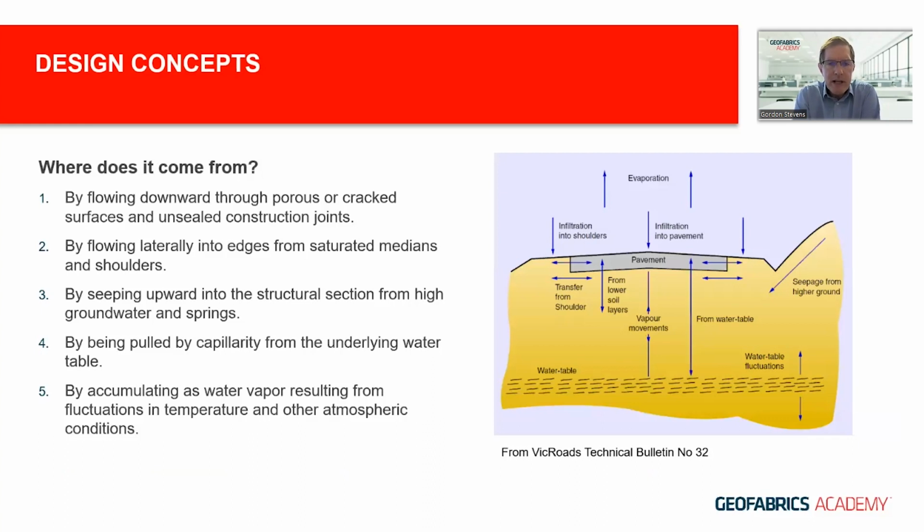Now, where does this water come from? As you can see in the diagram, it comes from a range of different sources. We're going to be focusing mainly on the water entering in through rainfall events through the pavement surface, but there's also water entering in laterally from the edges, and from seeping upwards from groundwater and springs, etc., as well as capillary rise. So the focus in this session is really looking at the water coming through the pavement.